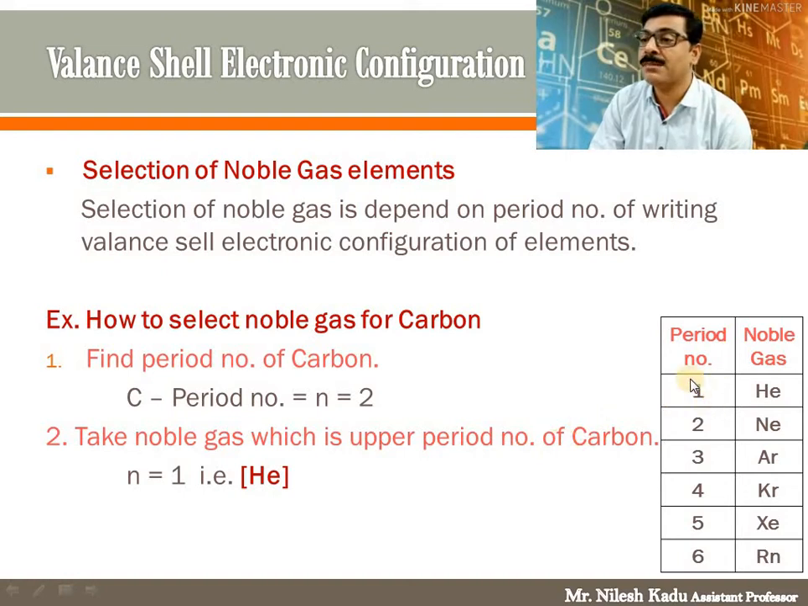And in the first period, helium is the noble gas. So for carbon atom, helium is the noble gas. In this way, you can select the noble gas for a given element. And this is very, very important.